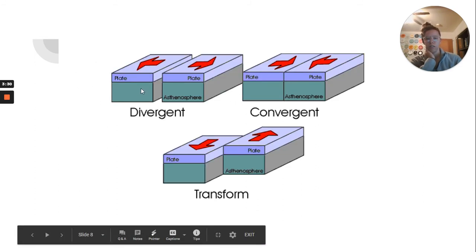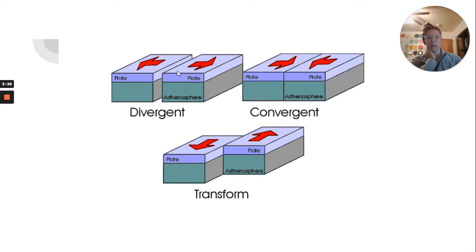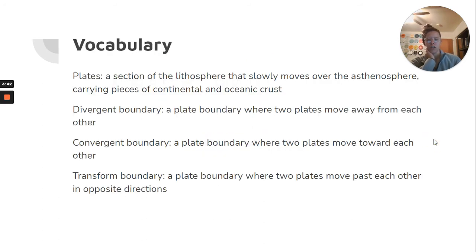So here's an example. So you have the plate, the asthenosphere underneath it. So divergent, they're moving apart. Convergent, moving together. Transform, moving past each other in opposite directions. So your vocab, plates, a section of the lithosphere that slowly moves over the asthenosphere, carrying pieces of continental and oceanic crust. Divergent boundary is a plate boundary where 2 plates move away from each other. Convergent boundary, a plate boundary where 2 plates move toward each other. And a transform boundary, a plate boundary where 2 plates move past each other in opposite directions.